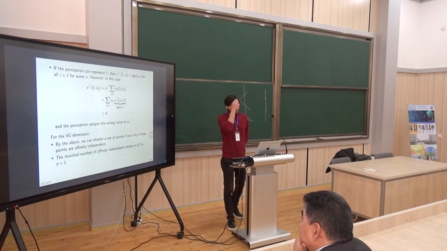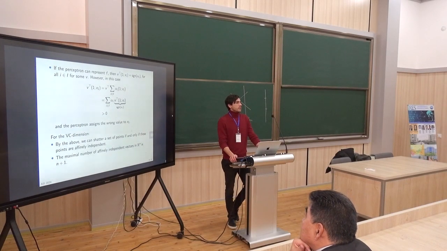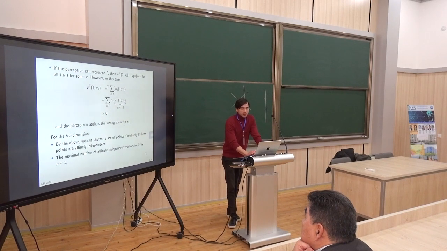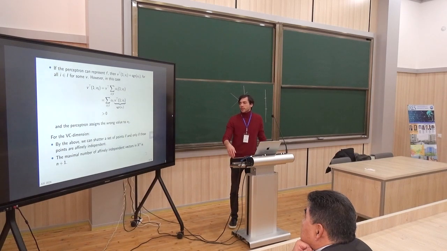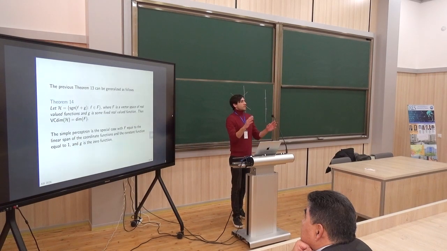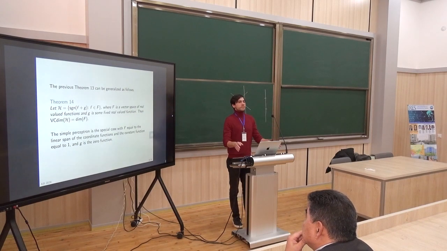Okay, so this shows that a set of data points can be shattered by the simple perceptron if and only if the data points are affinely independent. And the maximum number of affinely independent vectors in R^n is n plus 1, and so we're finished. So the VC dimension is actually n plus 1. Comments, questions, concerns?